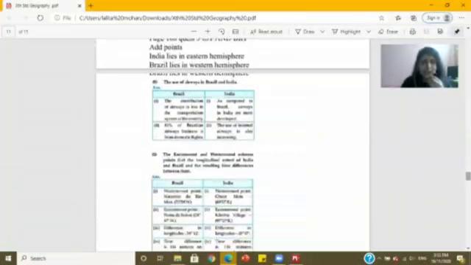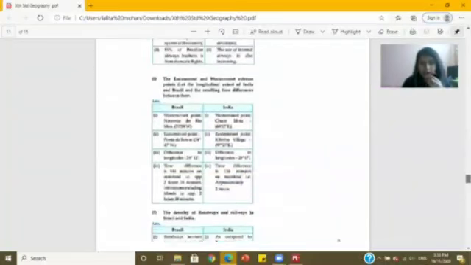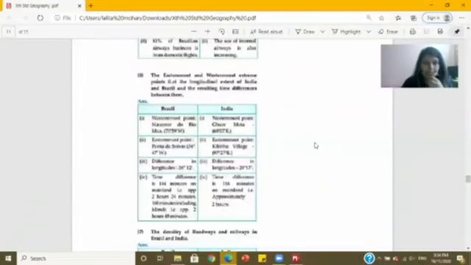Sixth question, the easternmost and the westernmost points, that is the longitudinal extent of India and Brazil, resulting in the differences in time. Answer, first point, westernmost point of Brazil, we have 70 degree 59 minutes west longitude. First point, India, westernmost point 68 degree 7 minutes east longitude. Second, easternmost point 34 degree 47 minutes west. India easternmost point we have 97 degree 27 minutes east. Third point, difference in longitudes 36 degree 12 minutes, and in India it is 29 degrees 17 minutes.